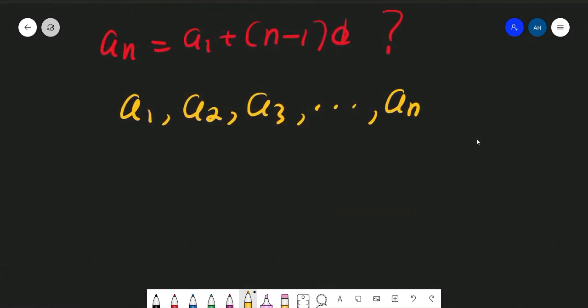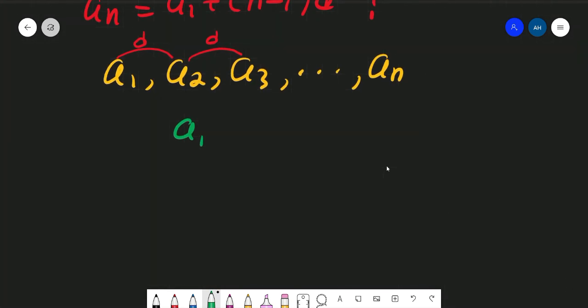Okay, and the difference, as we mentioned, in the arithmetic sequence, they have a common difference. So between any two consecutive terms, they have a common difference d, right? So that's d there. And also we have the difference between a2 and a3, that is a3 minus a2, also equal to d. They have a common difference like that.